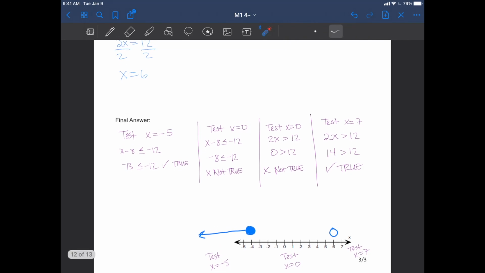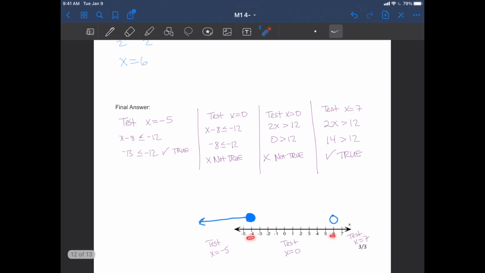Okay, now with x equals 0, there are two values I need to pay attention to. Remember, negative 4 came from the first inequality. This 6 came from the second, so I really need to check both. So I'm going to test x equals 0 for the first inequality. When 0 goes in here, 0 minus 8 is negative 8. Negative 8 is not less than or equal to negative 12, so that means I don't shade this way. Now I'm also going to check x equals 0 for the second inequality. 2 times 0 is 0. 0 is not greater than 12. So again, I don't shade this way.